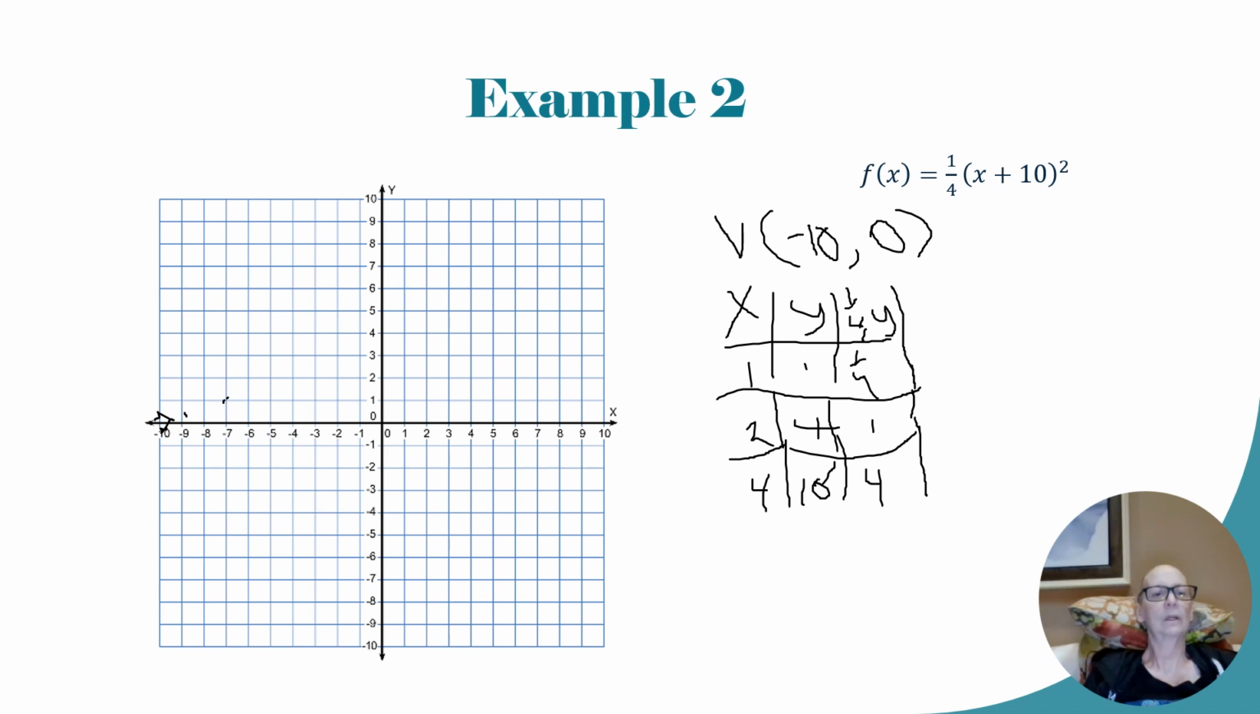So 4, 1, 2, 3, 4, and then up 4. 1, 2, 3, 4. I said 4. Can't get the dot where I want it to be.